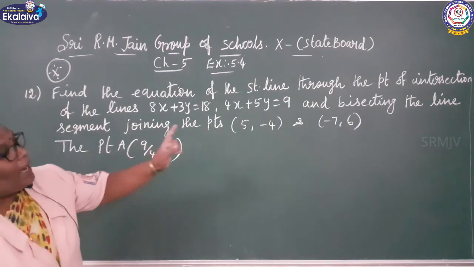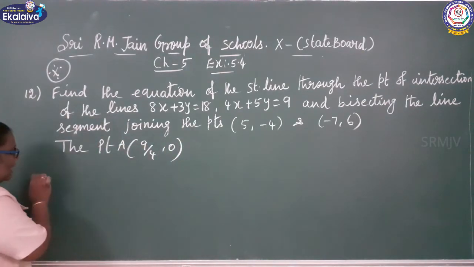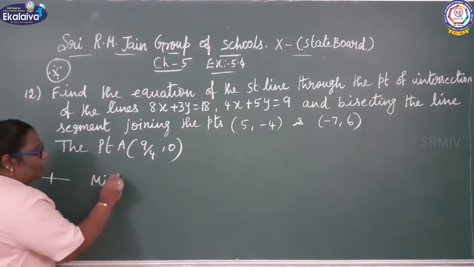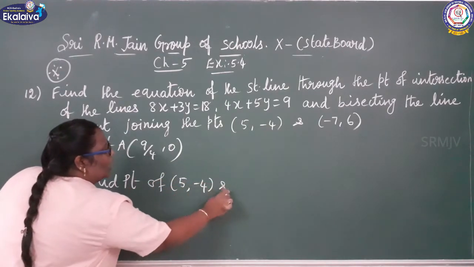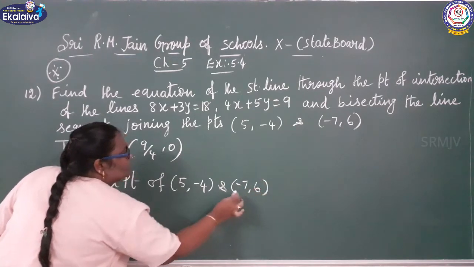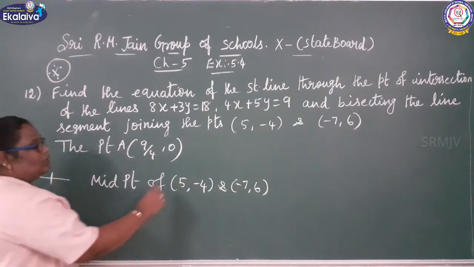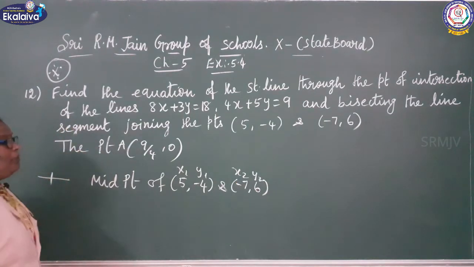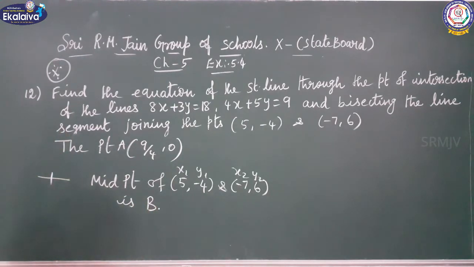Next, see here, and bisecting the line segment joining the point. Bisect means the line bisecting, that is a midpoint. So midpoint of 5 comma minus 4 and minus 7 comma 6. So you can take it as x1, y1 and x2, y2. Midpoint of these 2 points you can take it as B.